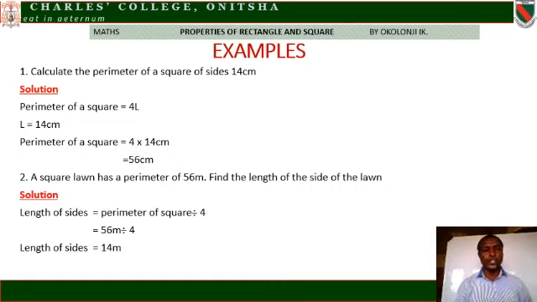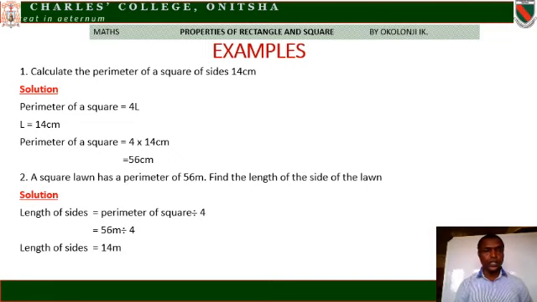And in the question, length is given to you to be 14 centimeters. Perimeter of a square is equal to 4 times 14 centimeters, which will give you 56 centimeters. That is the solution for this number 1 question. Now, we are going to move into the second question.